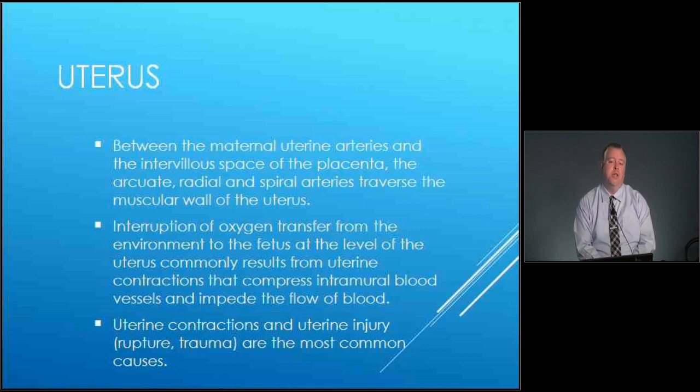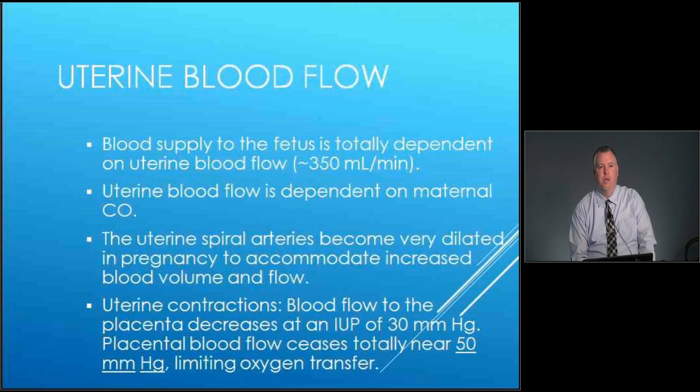So as the uterus contracts, those arteries are compressed, and then we're actually decreasing the amount of oxygen that's delivered to the intervillous space, which is then available for the fetus to pick up and use. Uterine contractions and uterine injury like rupture or trauma are the most common causes of interruptions at the level of the uterus. A little bit about uterine blood flow.